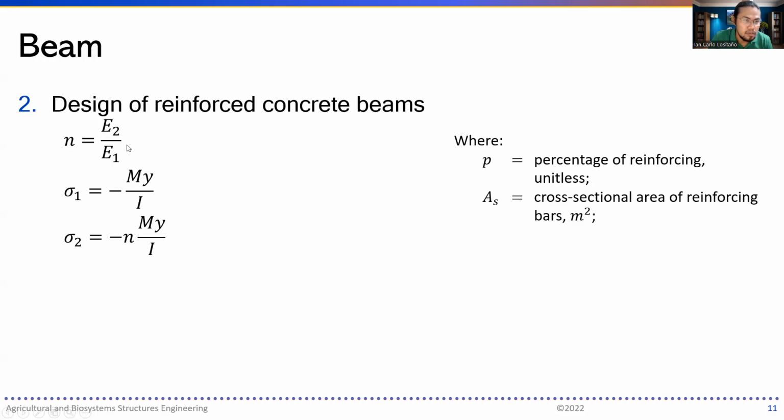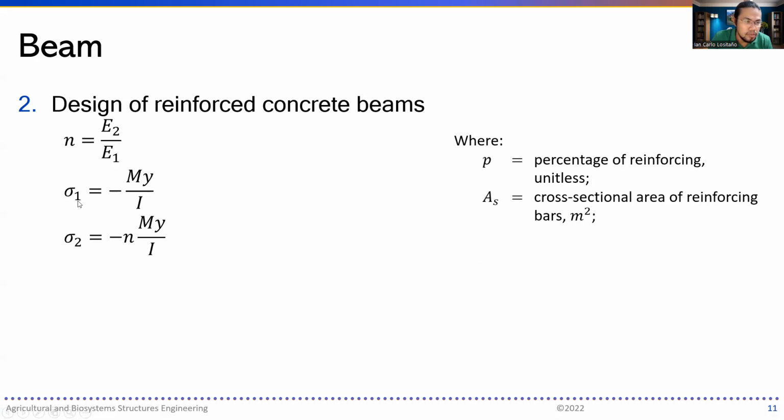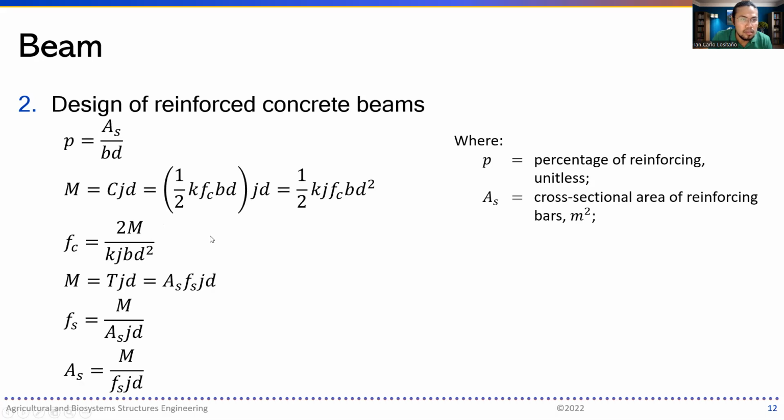You have this is the steel over the concrete, and the stress is My over I. This has already been provided. And you have your sigma 2 equals negative n times My over I. Usually this is for steel. It's known. 2 is steel. Now you have here some equations that would prove helpful in the analysis and solution of reinforced concrete beams.